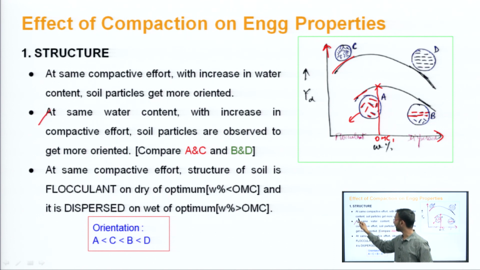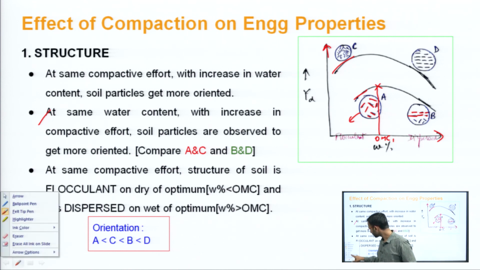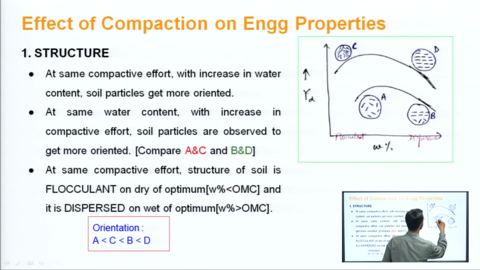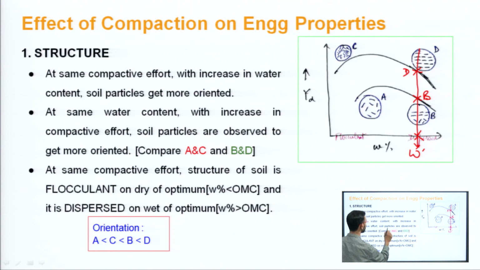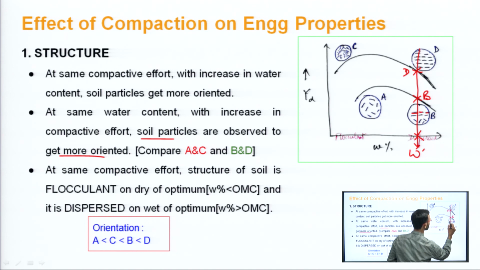Now here, at the same water content, with increase in the compactive effort. Let us say this is the water content we are studying, W dash, with increasing compactive effort. When we are talking about this point B here and then this point D here, when the compactive effort increases, the soil particles are observed to get more oriented. See, in B there are some oriented particles, but some are not yet oriented.